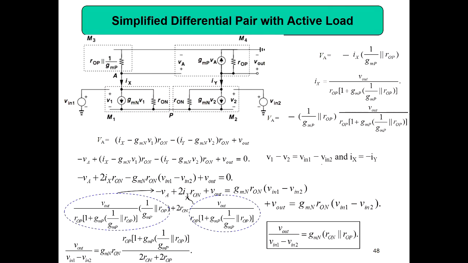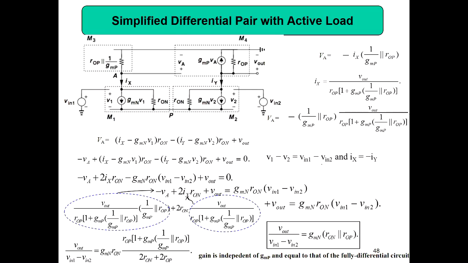So what we have studied in the differential amplifier, I think that is the end of the differential amplifier. The gain is independent of GMP and equal to that of the fully differential circuit. So what it shows is when we derive these equations, this gain is somewhat equal to splitting the transistors. The asymmetry is not creating much difference. This is independent of GMP because PMOS is not affecting the gain, and that is a fully differential circuit. So it is somewhat equal to splitting the circuit and finding out.